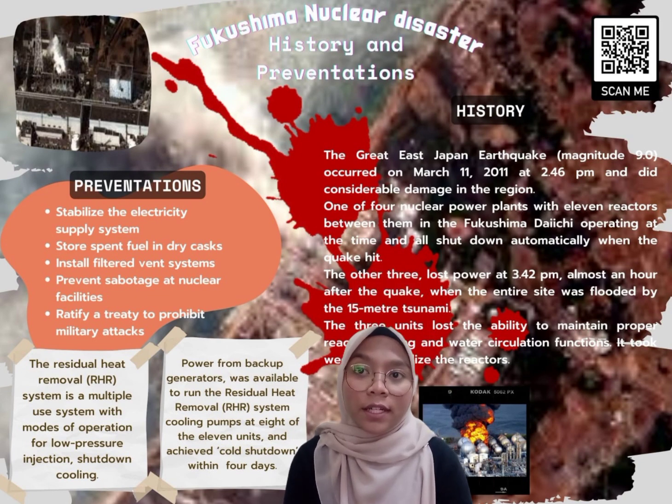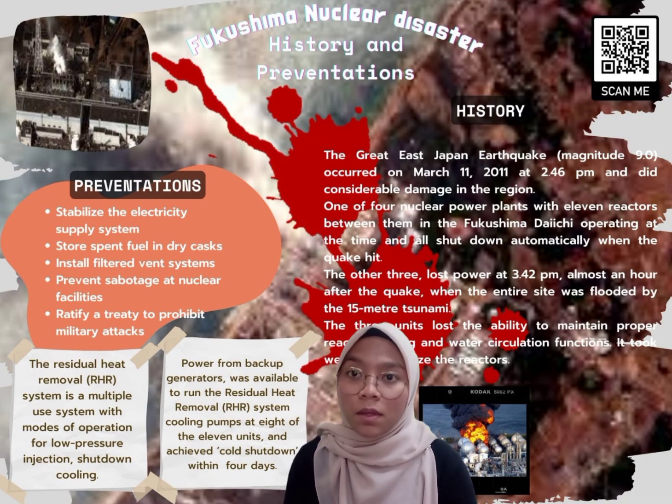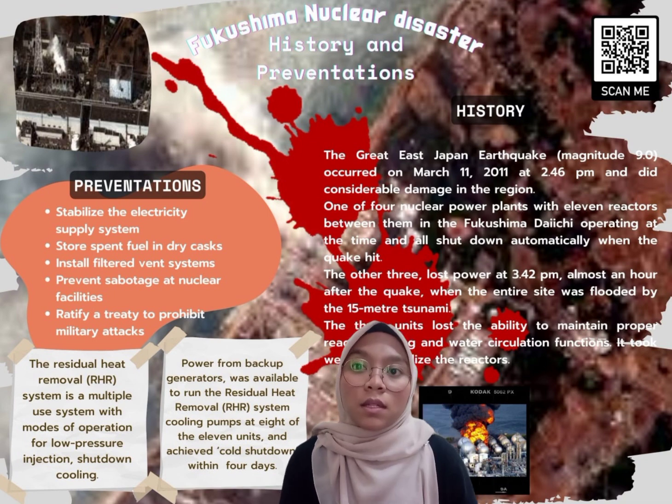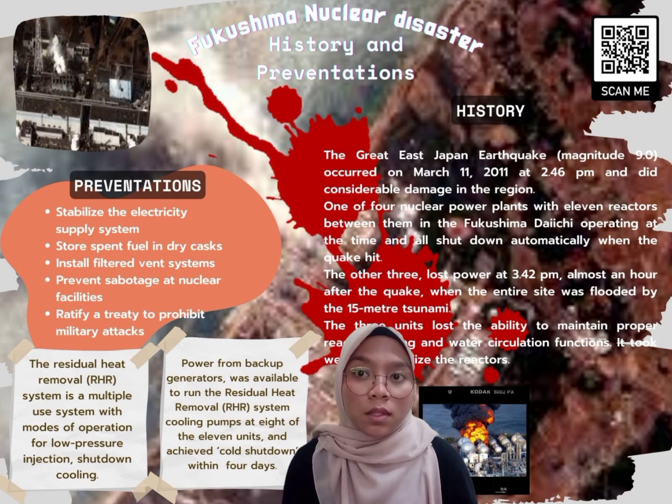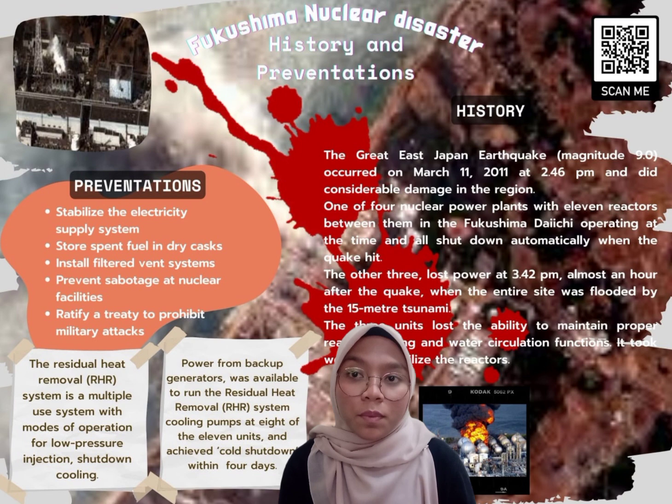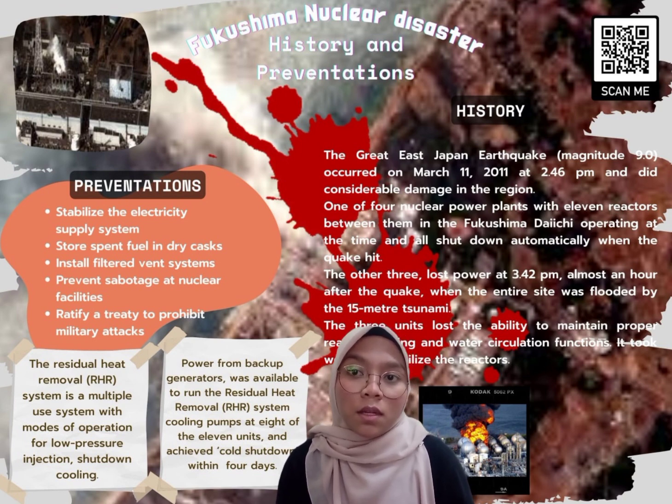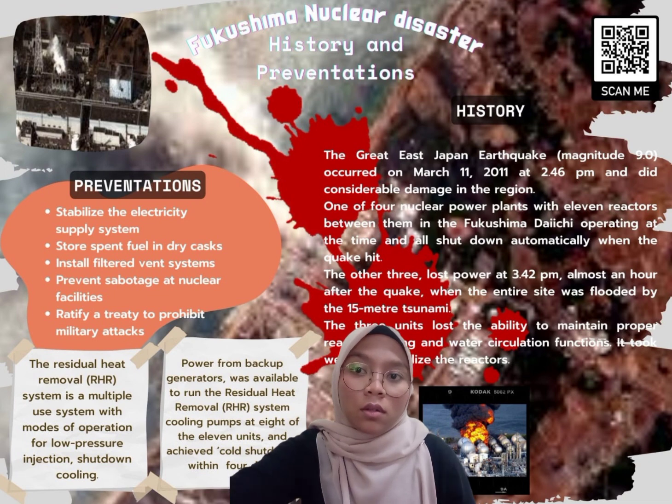Third, install a filter vent system. In an accident like Fukushima, a filter vent system could reduce the possibility of contaminant-bearing explosions. This system traps the most dangerous radioactive species, including cesium-137, and prevents them from spreading. Some countries have installed filtered vent systems, but not Japan, the US, France, or Sweden.